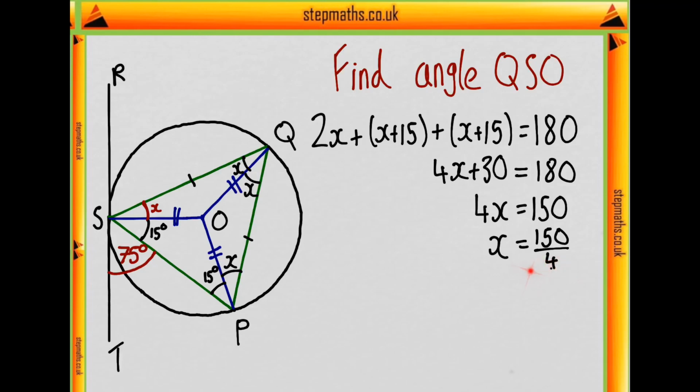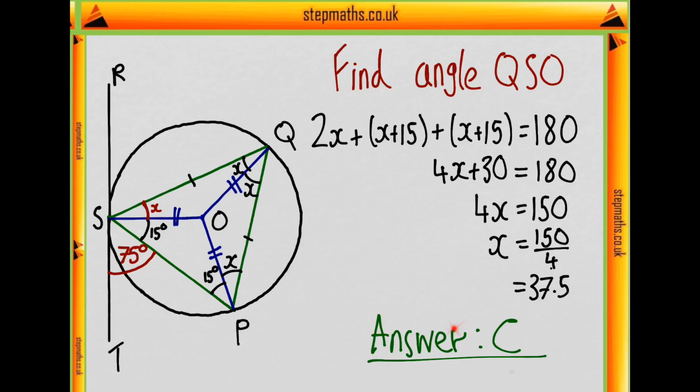In the multiple choice, some of our answers are in decimal form, so let's get that down to a decimal. So 150 over 2 is 75, divided by 2 again, 37.5, which is good because that's answer C in our multiple choice, and so our answer is C.